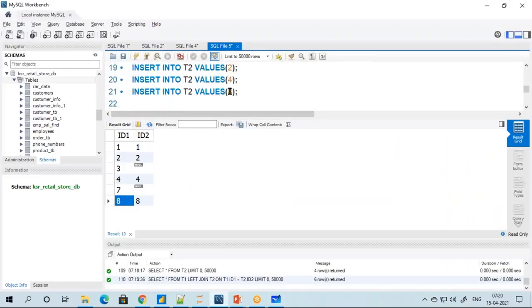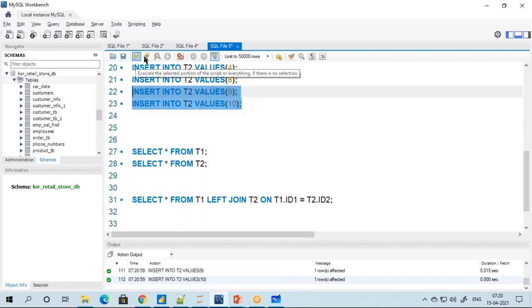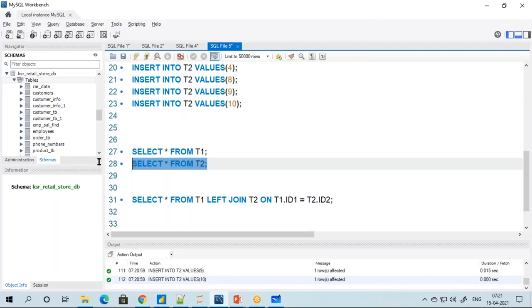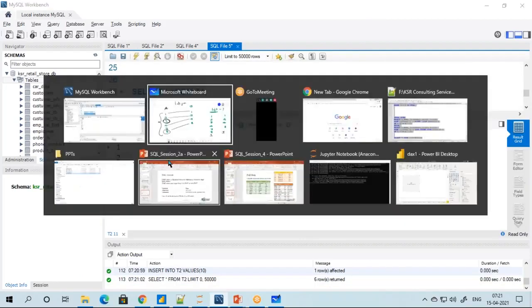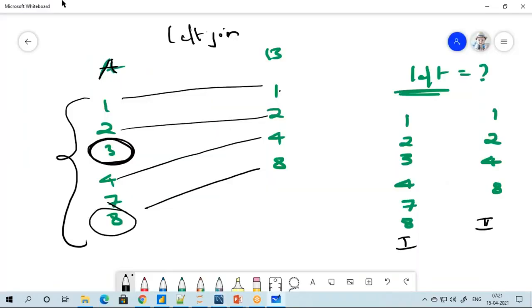Okay, now one last question I'm going to ask. I'm going to insert two more records. Once I've run the two more records, I will be having 9 and 10 as well. Now tell me what right join is going to give. 1, 2, 4, 8, 9, 10.